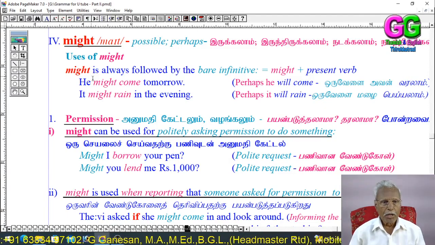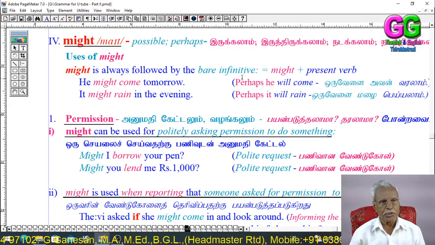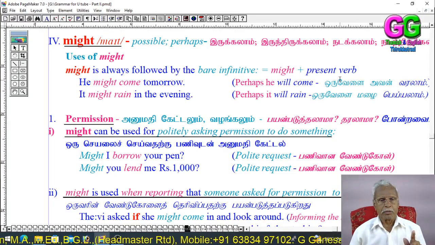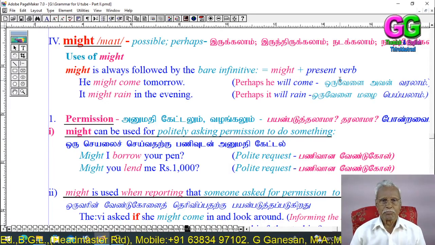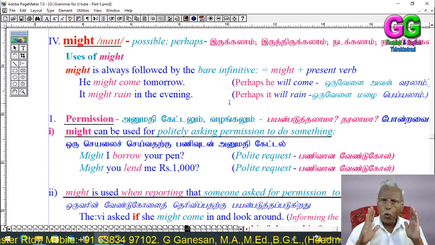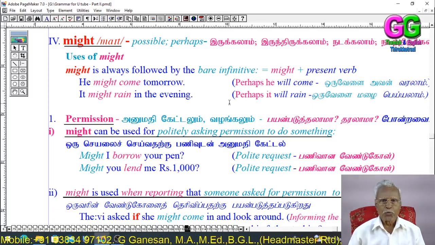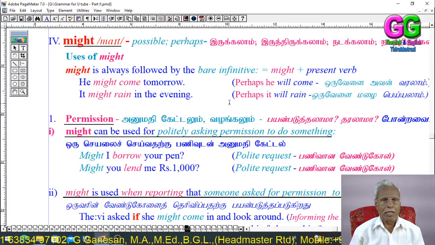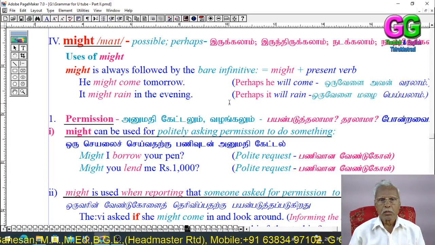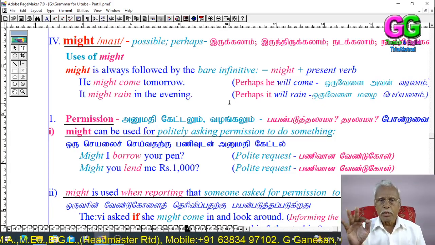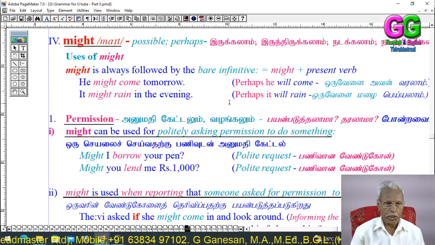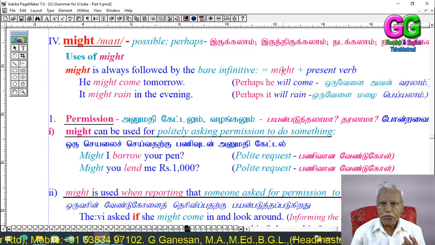Uses of might. Might is always followed by an infinitive, that is might plus present verb. As may is followed by a present verb, might is also followed by a present verb. Not only may and might, but all the auxiliary verbs, whether modal, semi-modal or principal auxiliaries, whatever they are, will be followed by a present verb. This is the grammatical rule.